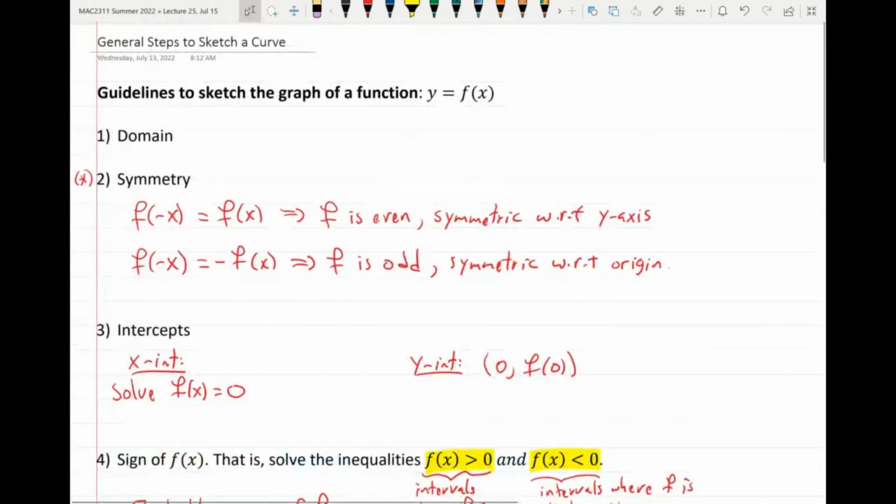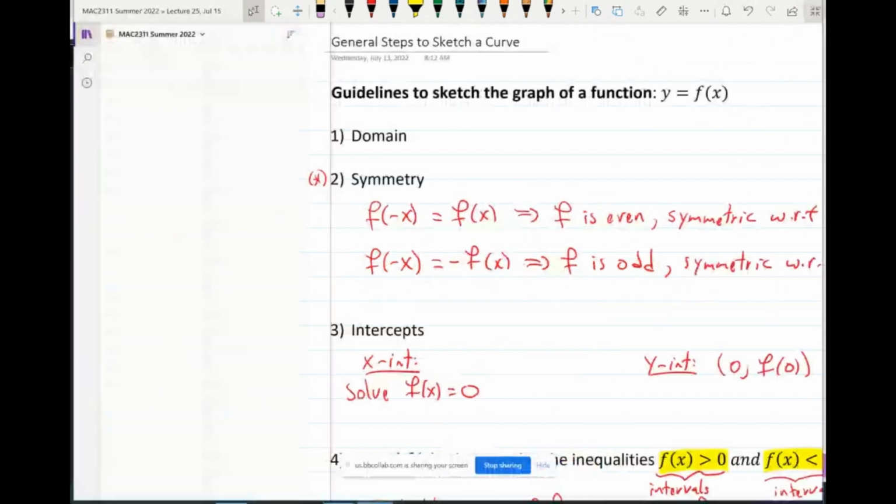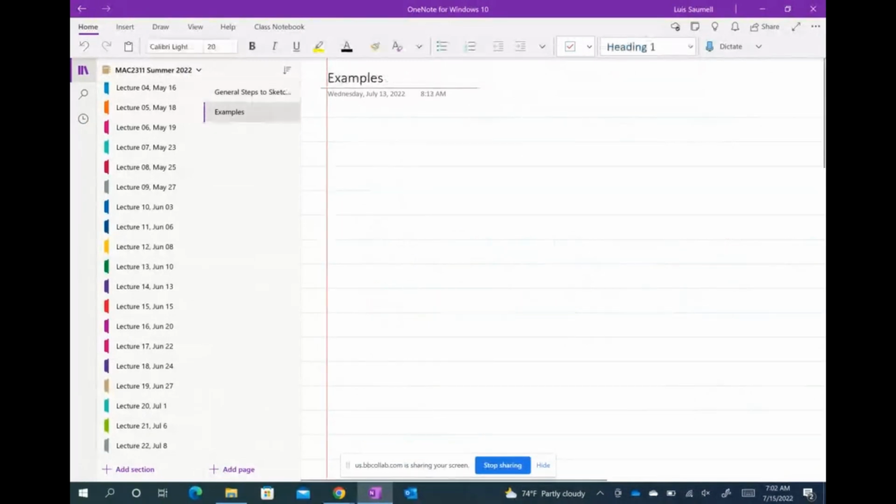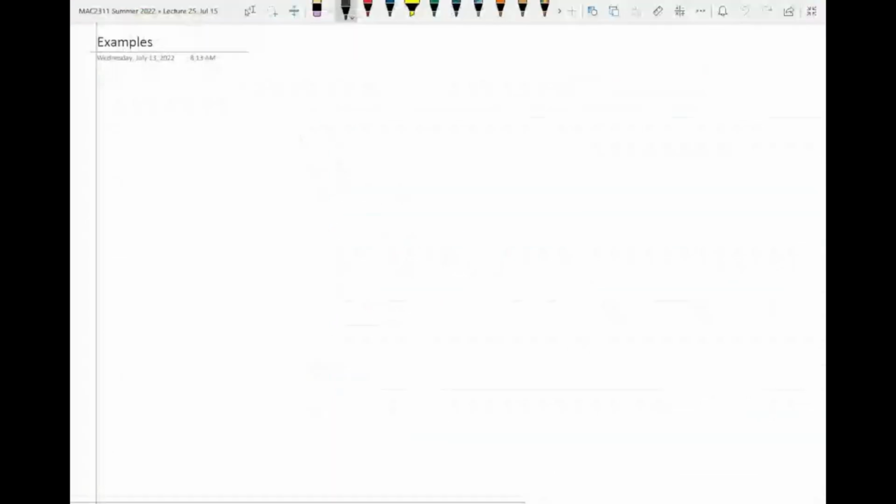Okay, so what I'm going to do now is let's graph some functions, and the idea is that we're going to follow these steps one by one. Again, some of these are optional, but I strongly encourage you to follow them, and that's going to guide your work. Okay, so without further ado, let's go and do some examples.